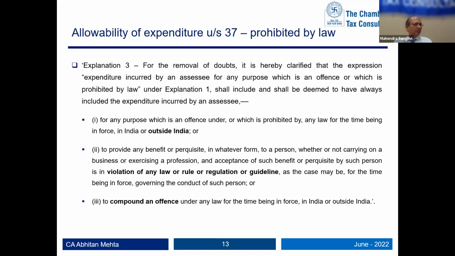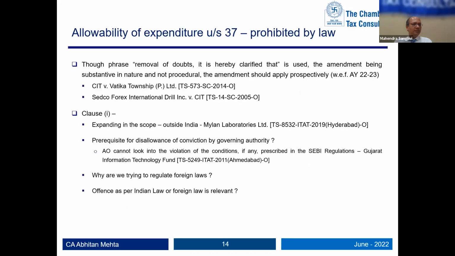Why are you bothered? But we have this amendment, and even any offense outside India also has to be looked at. And so the question arises is whether there has to be conclusive proceedings. Whether the governing authority, say in India or outside India, first should say that there is an offense and there is a penalty, or there is a finding that he is guilty of an offense. Most of the time a proceeding is initiated, but it is not concluded that he is guilty of an offense.